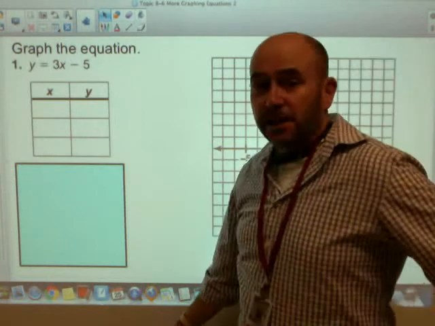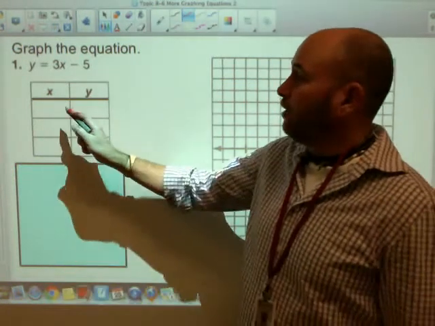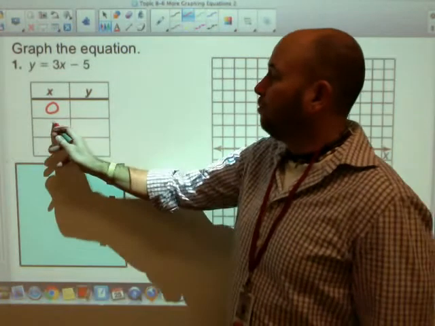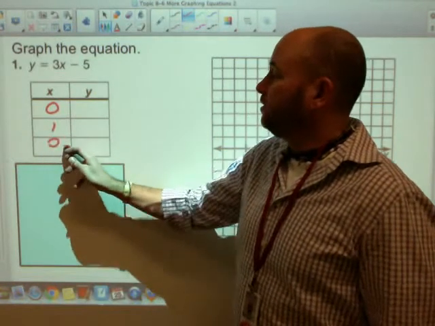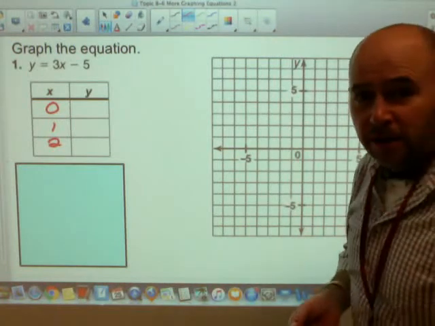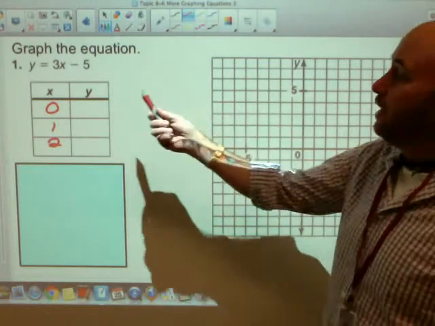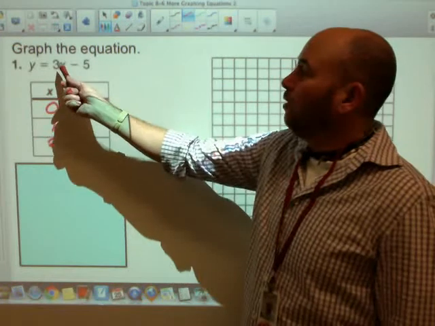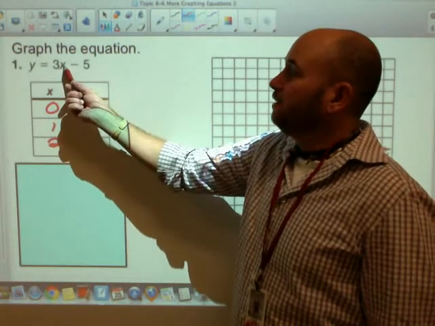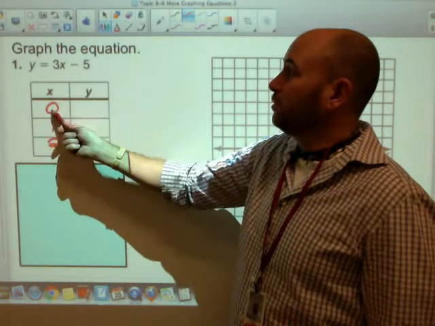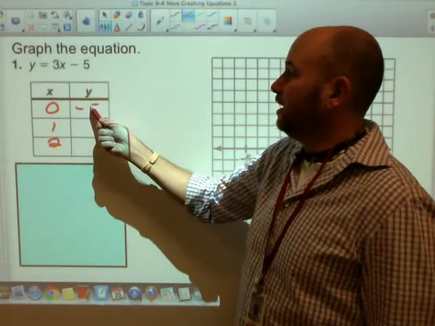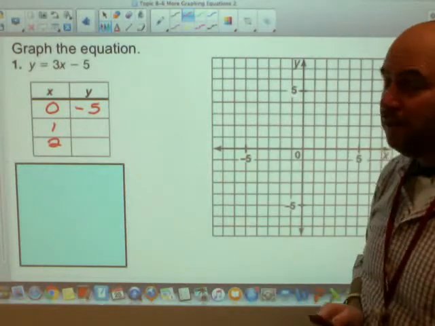Well, the first thing that you're going to want to do is fill in some values. I'm just going to go ahead and go with 0, 1, and 2. All right? And when I do that, I can then say, okay, what's my y value? Well, 3 times 0 is 0. 0 minus 5 is negative 5. Ooh, that's a tough one.